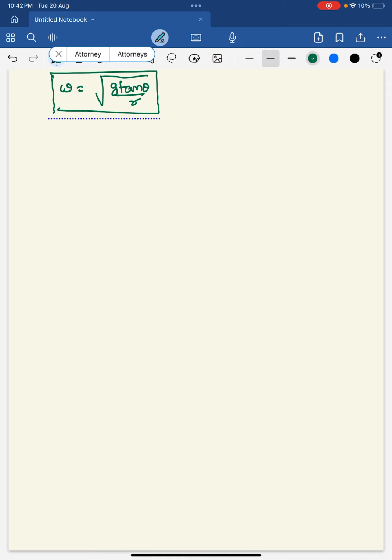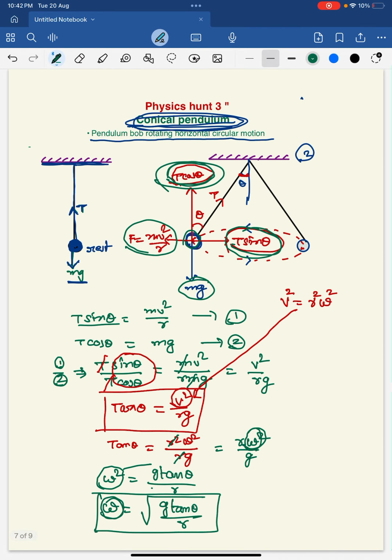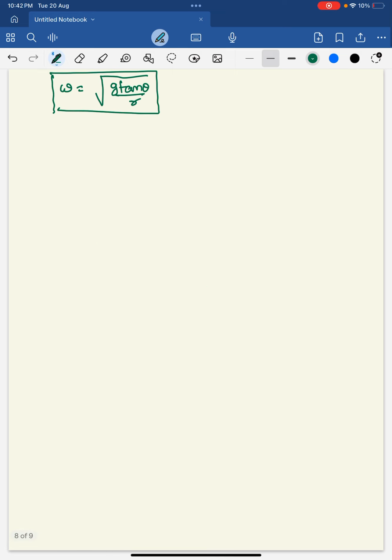We know the relation between time period and angular velocity. Let us assume this is the initial position of the bob and this bob is revolving in a horizontal circular motion. After one revolution, it definitely takes some time, and that is nothing but the time period. So time period T is equal to 2 pi by omega. I'm going to substitute the omega formula here. Therefore T is equal to 2 pi root, omega being reversed, r by g tan theta.